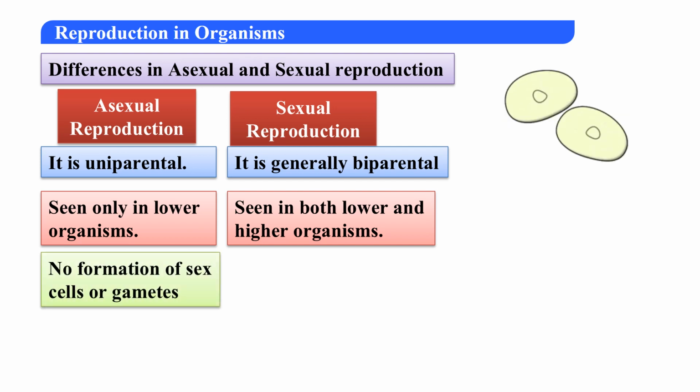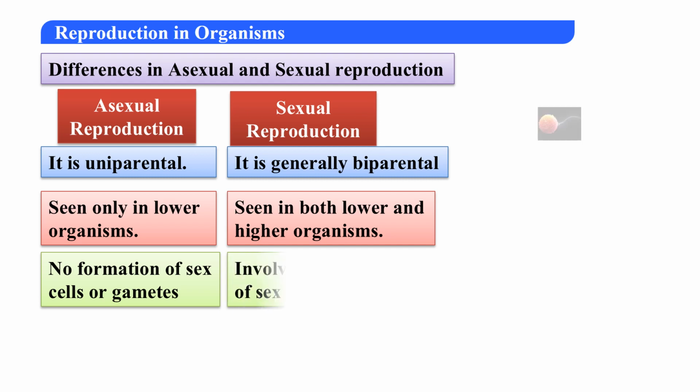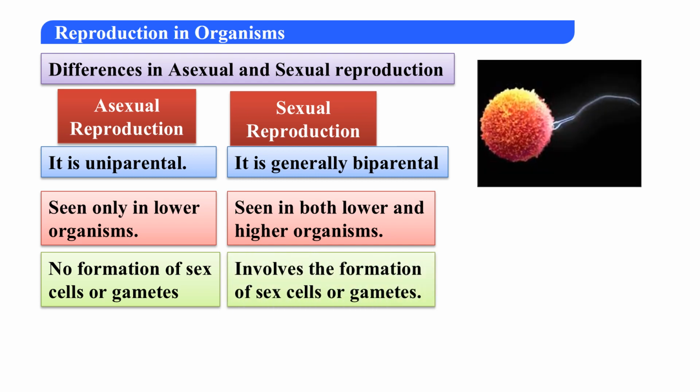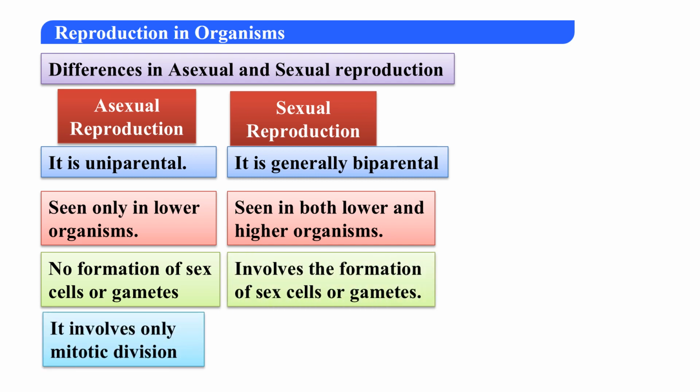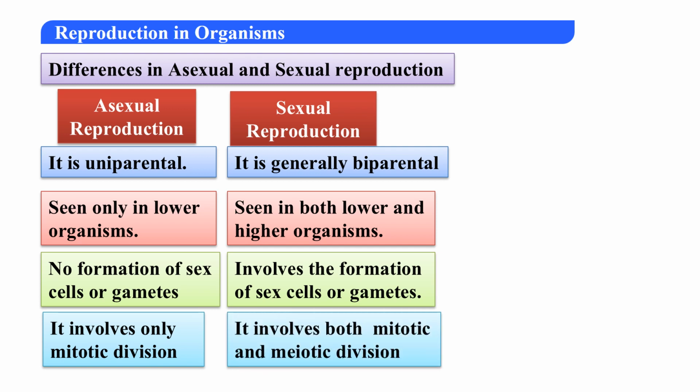In asexual, no formation of sex cells or gametes takes place. In sexual, it involves the formation of sex cells or the gametes. In asexual, it involves only mitotic division. In sexual, it involves both mitotic as well as meiotic divisions.